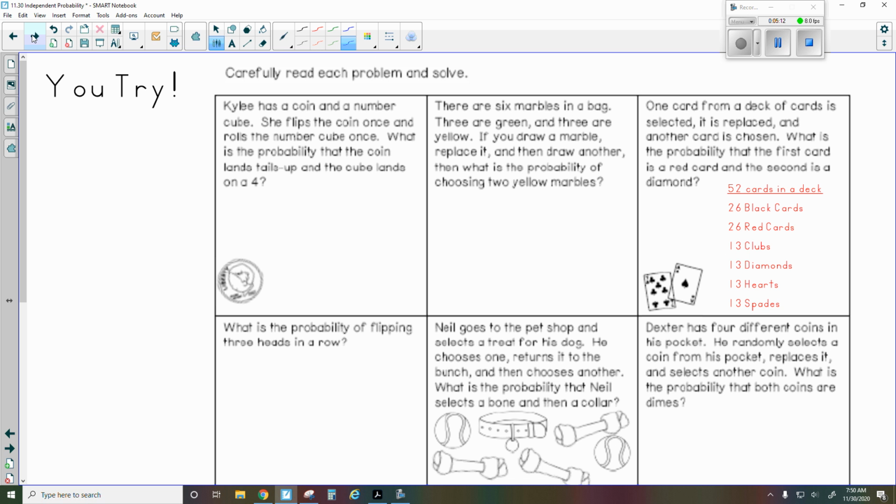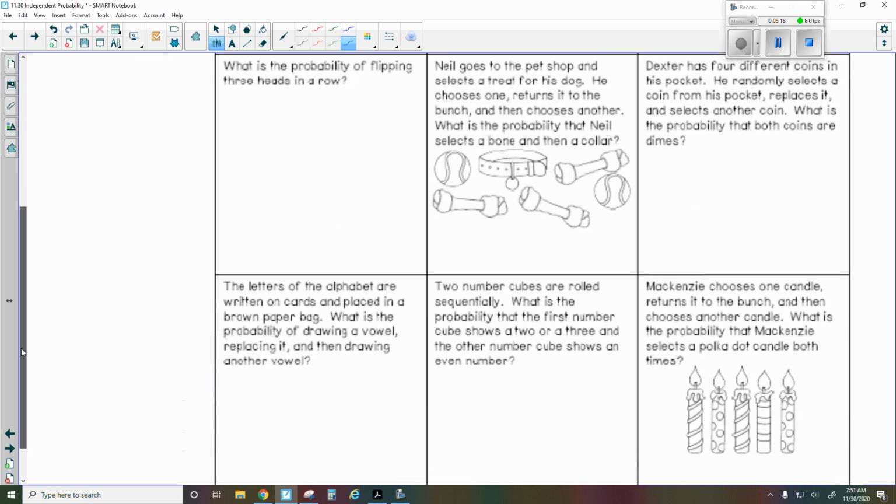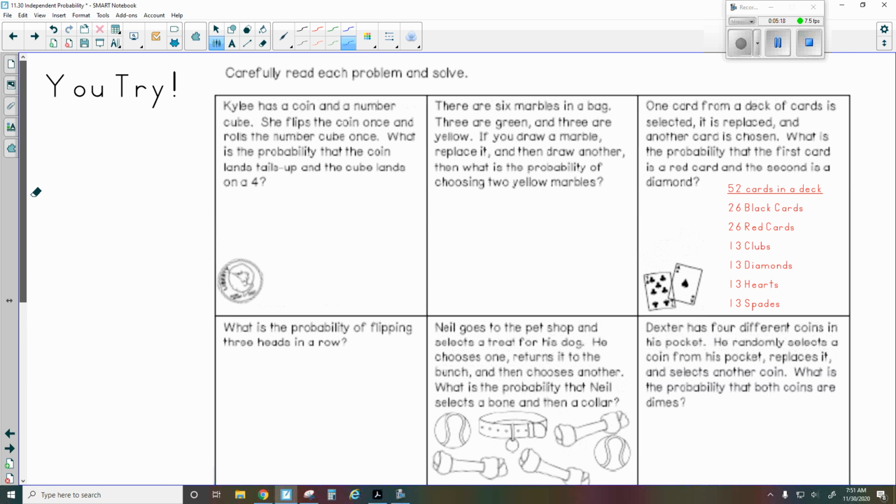All right, let's have you try some of these problems. There are 9. Go ahead and pause it, and then once you're done with a few, you can check them as you go.